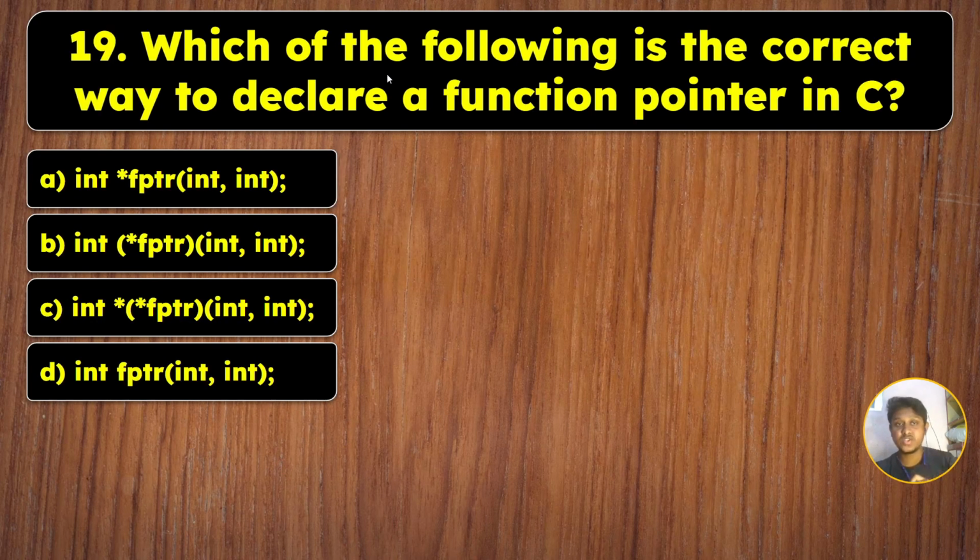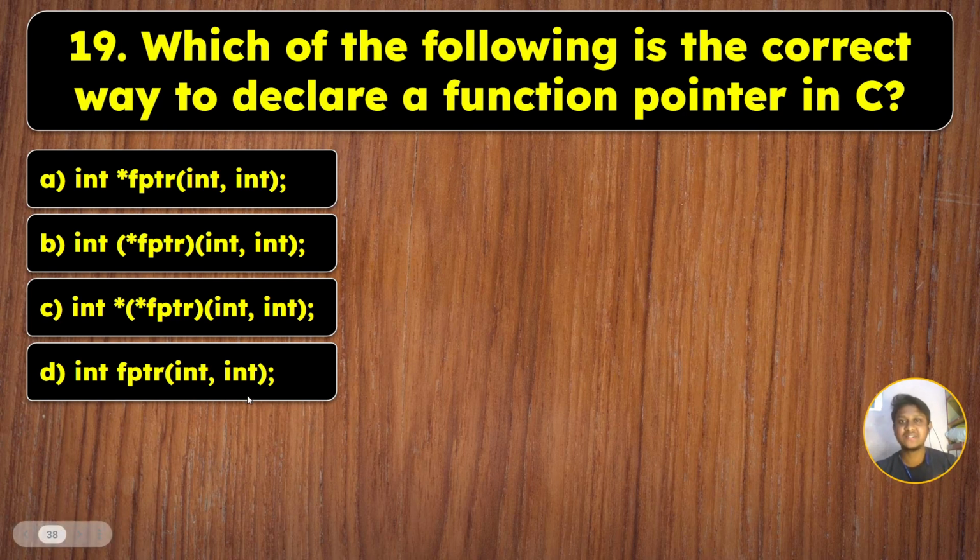So our 19th question is, which of the following is the correct way to declare a function pointer in C? Look at this question carefully. It is talking about function pointer, means a function which returns a pointer. So option A says int star fptr, then int. Option B says int, after that parenthesis and inside that star fptr, then int. Option C says int star, after that inside parenthesis star fptr, and after that int. And option D says int fptr and inside that int.